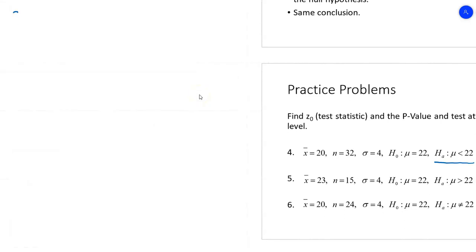So first thing is, let's calculate that test statistic. Sample mean is 20. Population mean is 22. Standard deviation is 4. Number of items in the sample, 32. All right, that's going to give me a -2 on the top, divided by 4 over the square root of 32. That gives me -2.83.